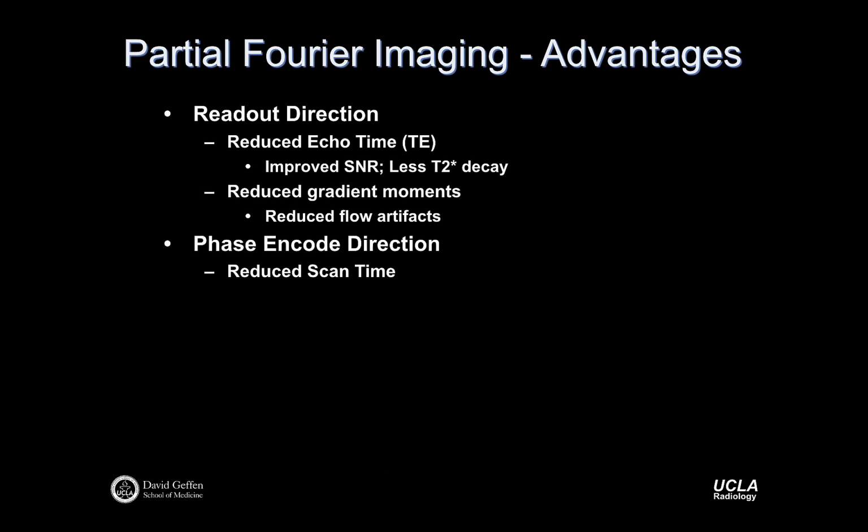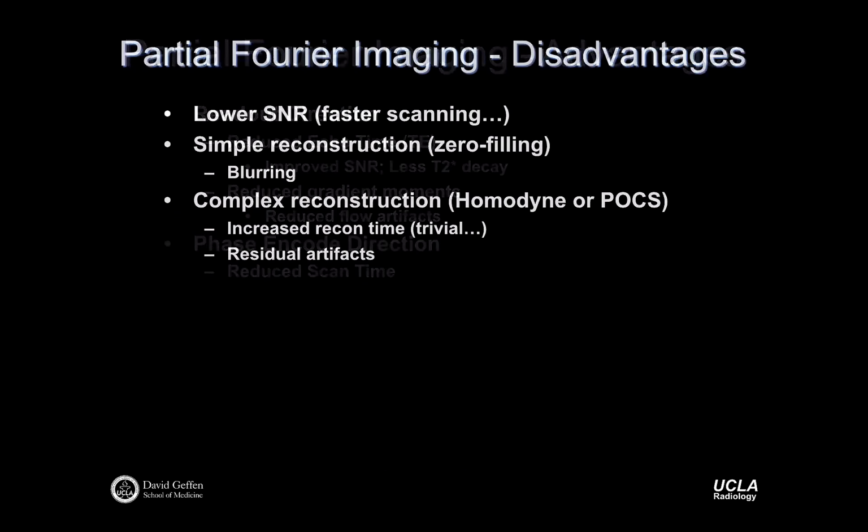And then in the phase encode direction, obviously, if we cut it down in a partial Fourier sense, then that's going to help us reduce acquisition times. If we do partial Fourier, what are some of the disadvantages? Well, anytime you're scanning faster, you're going to take a hit in signal to noise, right? The trick is to balance that, to go as fast as you can with acceptable signal to noise. The simplest reconstruction for that partial Fourier data is just zero filling.